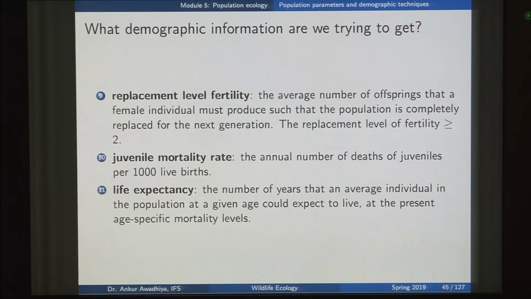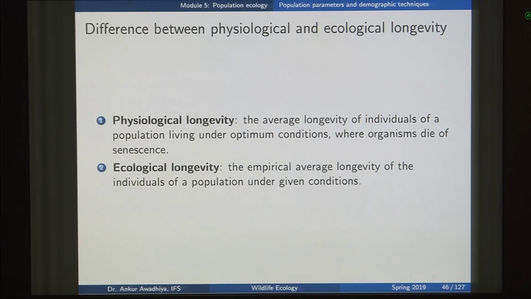Now, when we talk about life expectancy, there are 2 different variables. We could be talking about physiological longevity or ecological longevity. Now, physiological longevity is the average longevity of individuals of a population under optimum conditions where organisms die out of old age. So, you are allowing all the animals to live till the end of their lives.